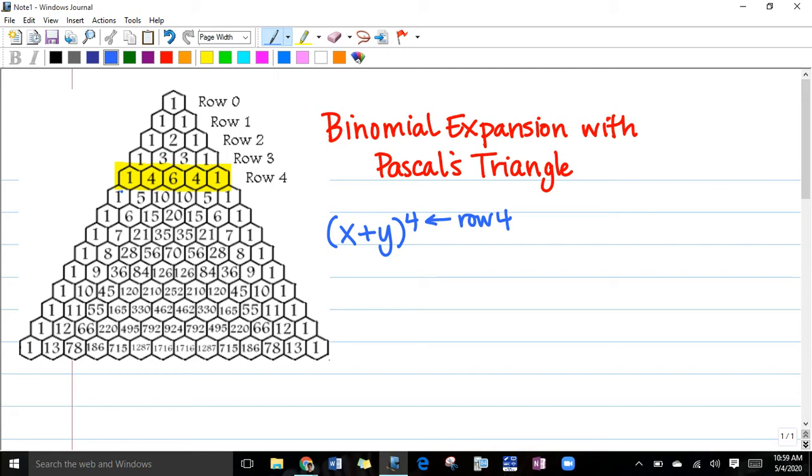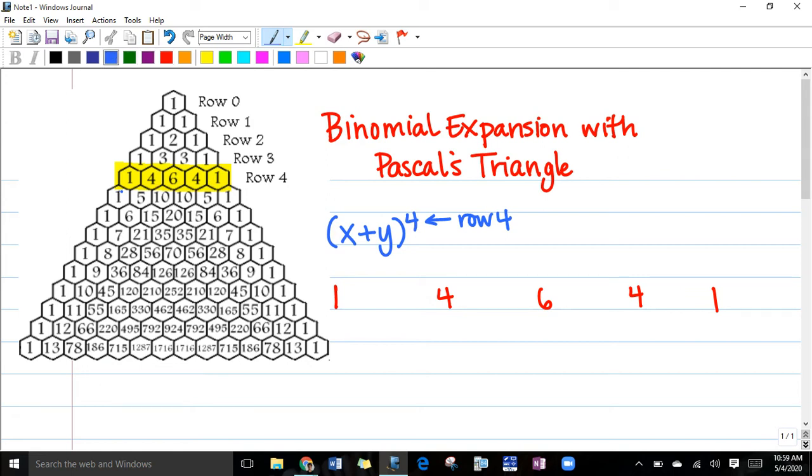All right, so x plus y to the 4th, I'm going to have these 5 numbers as my coefficients. So I'm going to go ahead and start my 5 terms. I know the first term will have 1 as a coefficient, and then 4, and then 6, and then back to 4, and back to 1. And again, that's just those numbers in row 4.